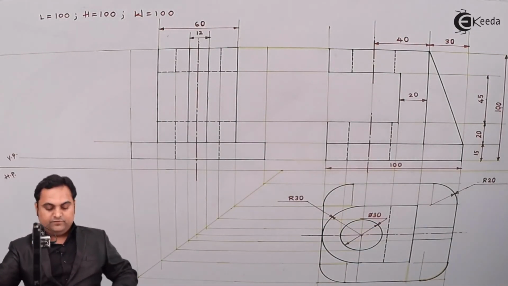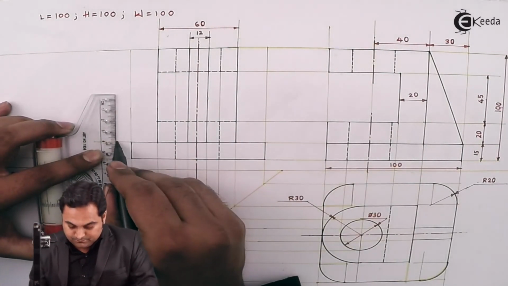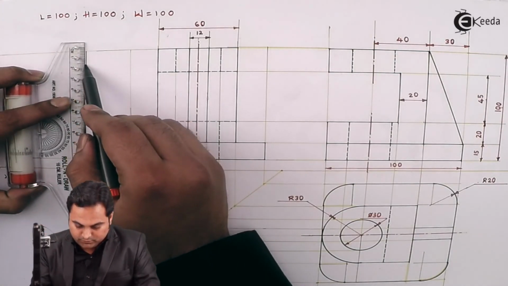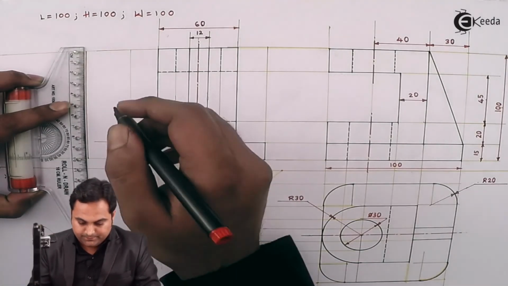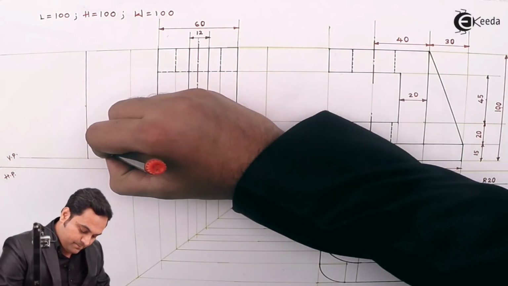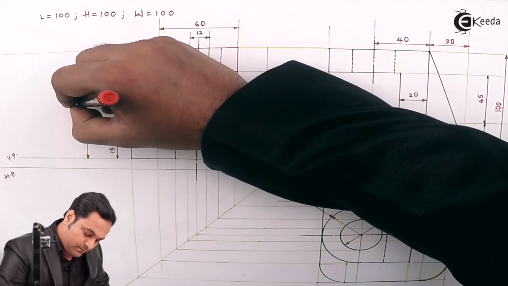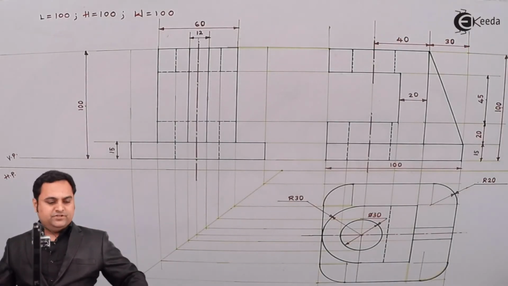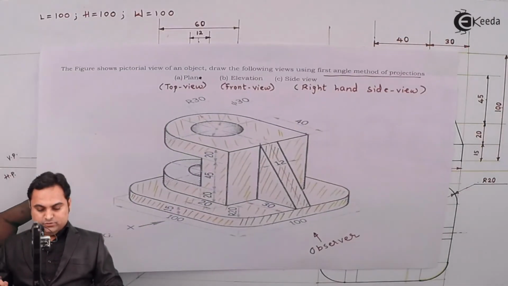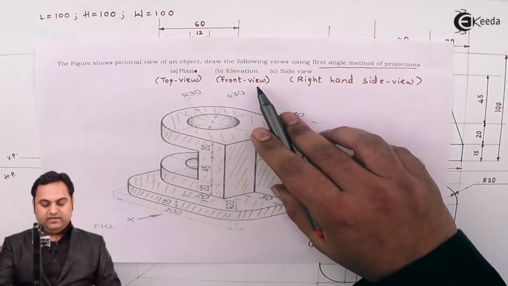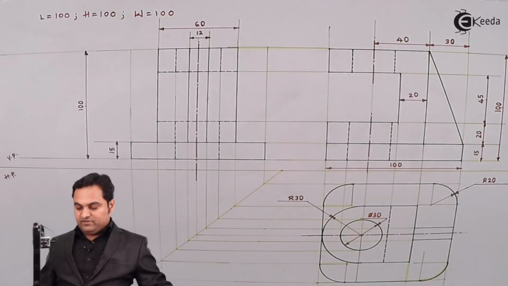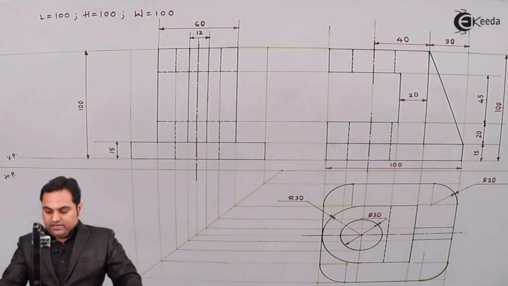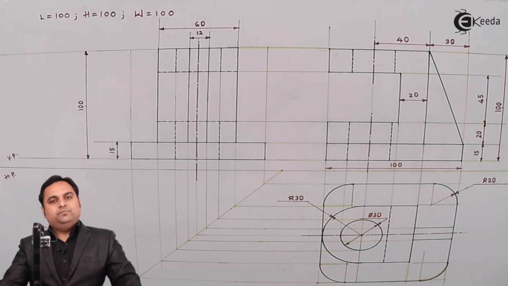This plate is of 15 height, and the total height was 100. And as mentioned in the question, we had to draw the plan, that is top view, elevation, front view, and side view, which is the right hand side view. We have completed everything, and with this we complete this problem.